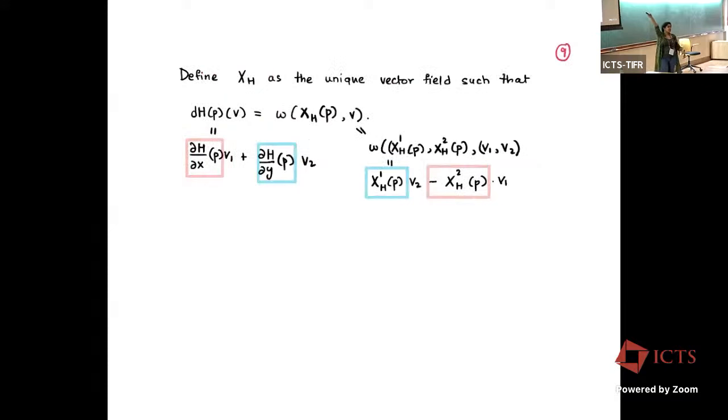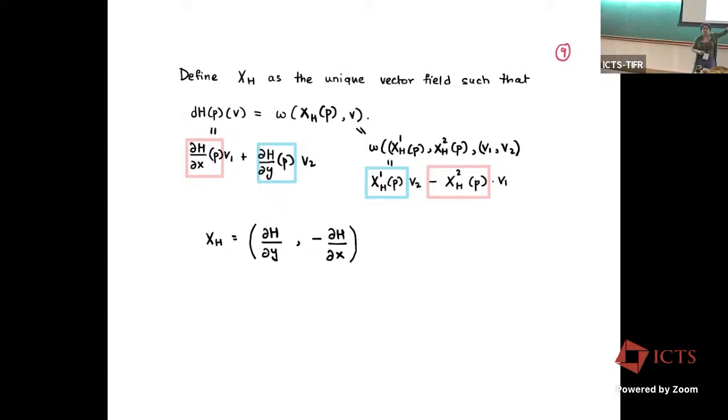Okay. So we have two numbers. So this has to hold for every v1, v2. Therefore, those two blue color boxes and the two red color boxes have to be equal to each other. Because I can put 1, 0, 0, 1 and evaluate. Then I end up with this vector has to be the same thing. Remember before when we did all this 90-degree rotation, we actually got the same thing. So somehow using this symplectic form, I'm able to obtain the same vector.